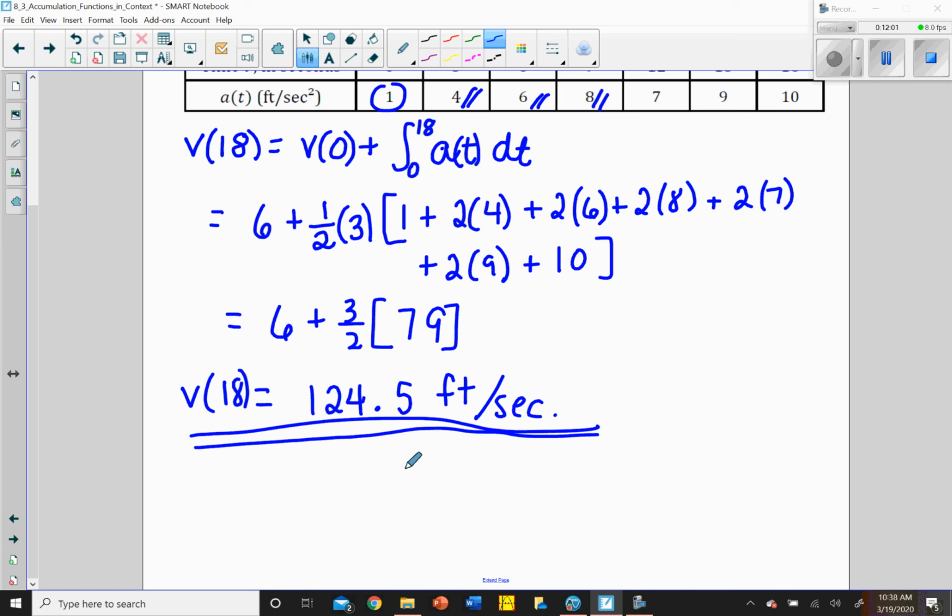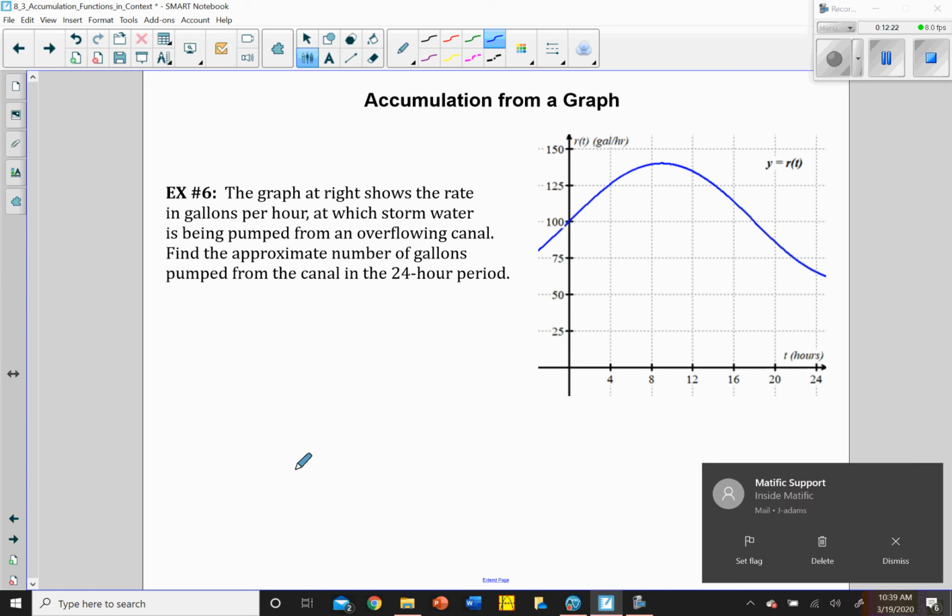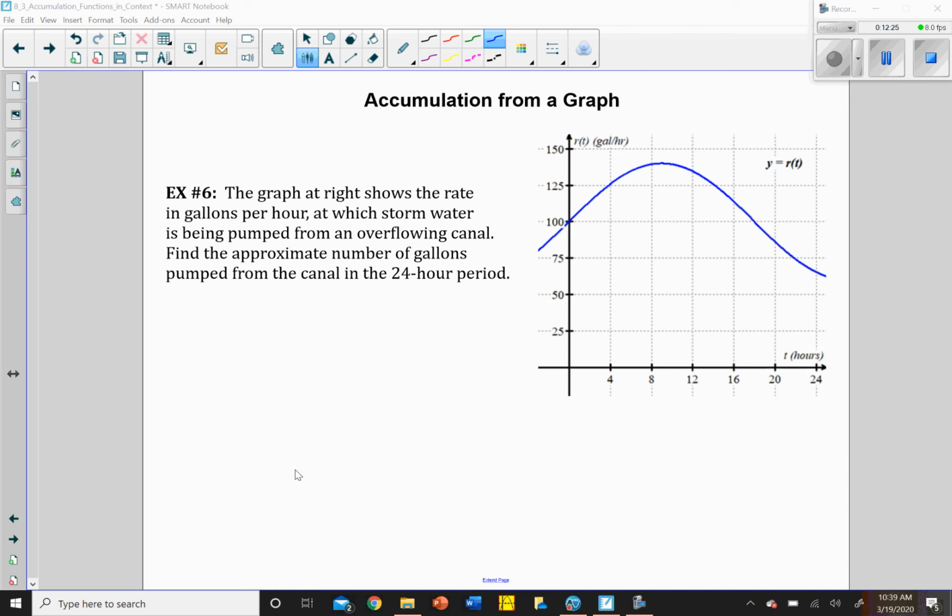So we can convert verbal expressions to algebraic expressions. We can integrate and accumulate with initial conditions. And we can use a table to accumulate. We can use a graph to accumulate. So the graph at the right shows the rate in gallons per hour at which storm water is being pumped from an overflowing canal. We want to find the approximate number of gallons pumped from the canal in the 24-hour period. So roughly the easiest thing to do would be to use a right Riemann sum or a trapezoidal sum.